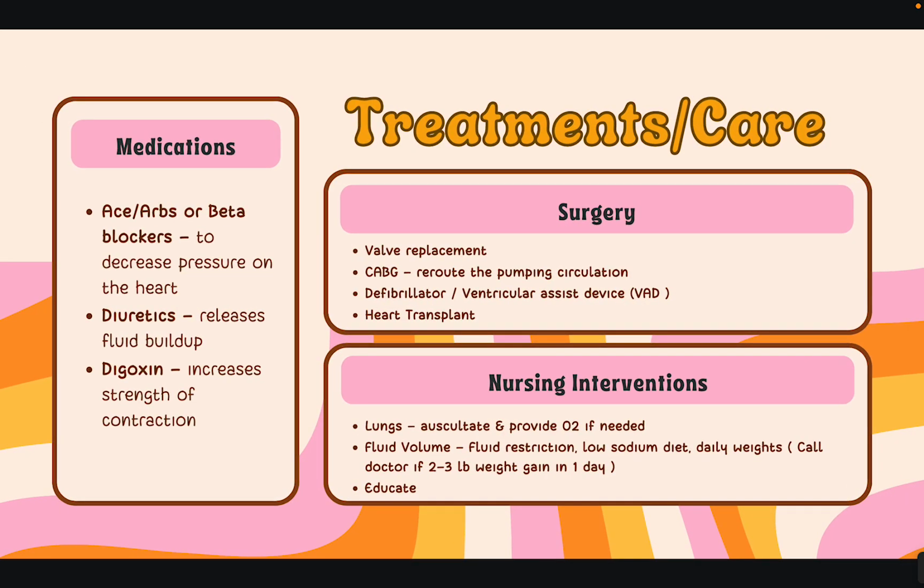Now, for treatment and care, it depends on how bad the patient is. So, usually for medications, we start the patient on either ACEs or ARBs or beta blockers. The reason is because these decrease the pressure on the heart. Okay. Diuretics are very, very common with this diagnosis, because like we talked about, regardless if it's left or right-sided heart failure, there's going to be fluid buildup. Regardless if it's in the lungs or in the body, diuretics are going to release that fluid buildup.